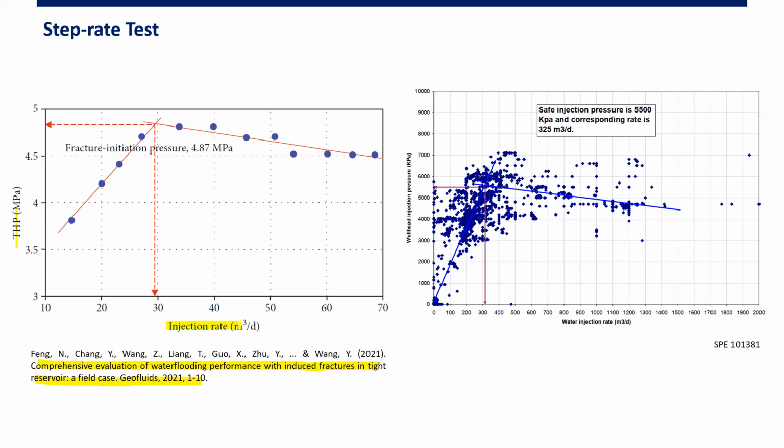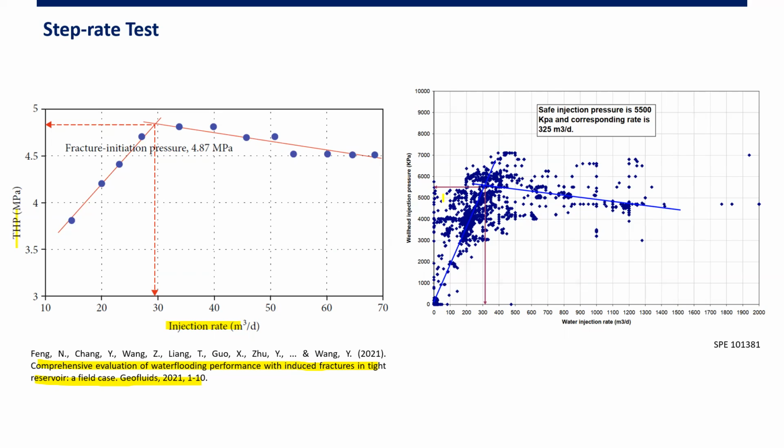So we have only few dots here, and you can get this type of result and analysis if you conduct a specialized test. So you make a test which is quite specific. You want to know the fracture pressure or fracture initiation, fracture extension pressure. You conduct step rate tests. You vary the injection rate, and then you conduct the injection and you measure the wellhead pressure for each injection rate. That's why you have 12 dots here.